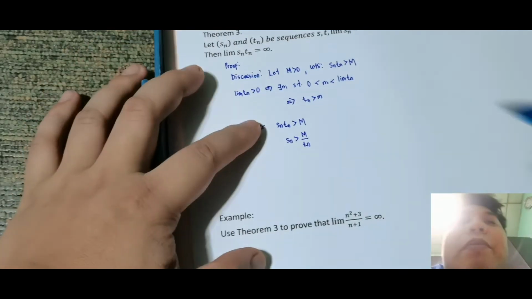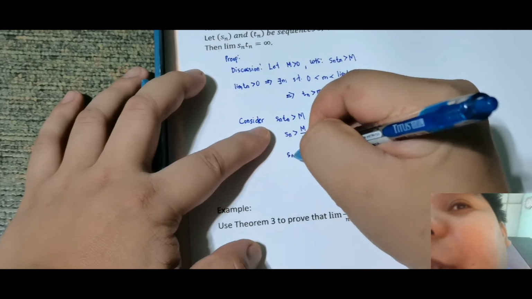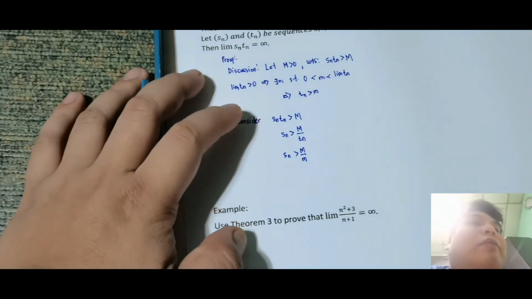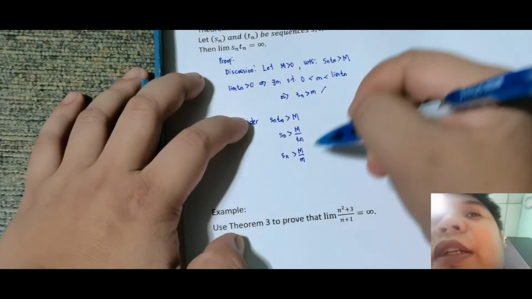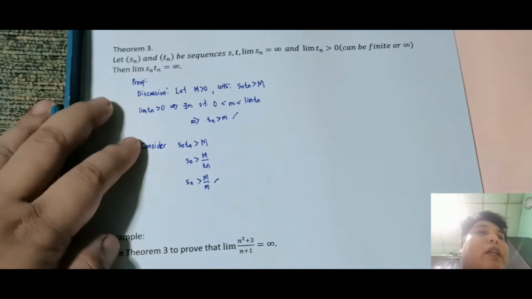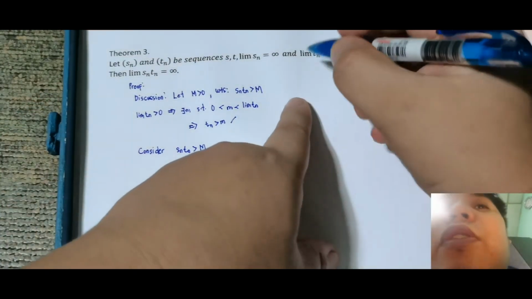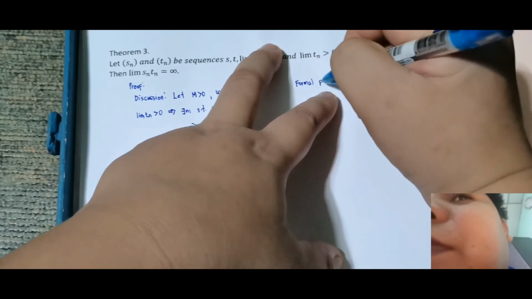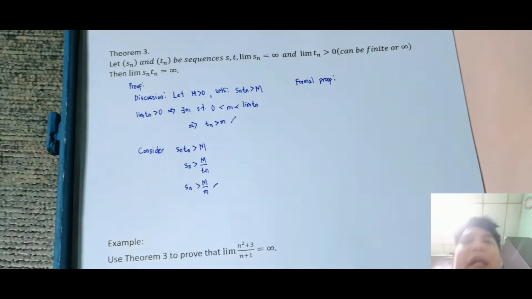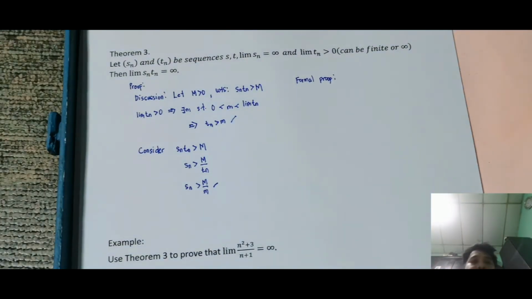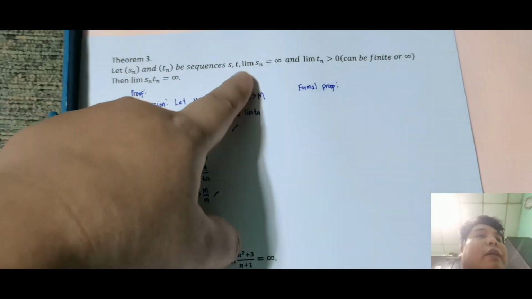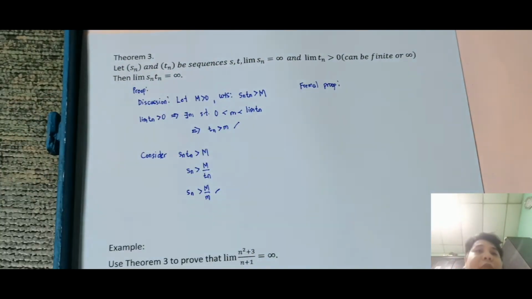Since yung t sub n is greater than m, pwede natin palitan. Therefore, s sub n is greater than m over m. So, meaning, nakahanap tayo ng dalawang value. Sa t sub n, ito yung value. Sa s sub n, ito yung value. Yan yung mga gagamitin natin mamaya sa formal proof. So, ito yung ating formal proof. So, for formal proof, ano ba kailangan hanapin natin sa formal proof? Una, dalawa. Bakit siya dalawa? Una, yung limit ng t sub n. Pangalawa, yung limit ng s sub n.